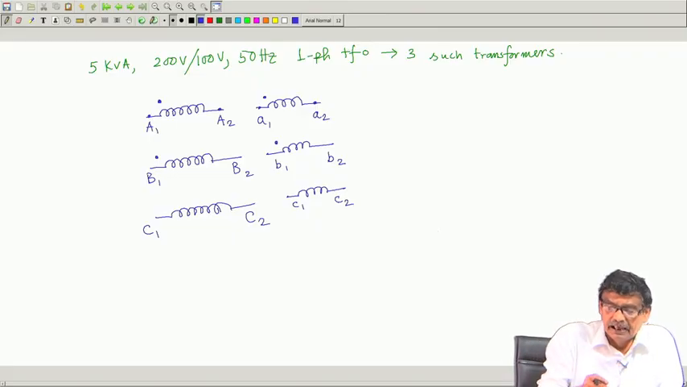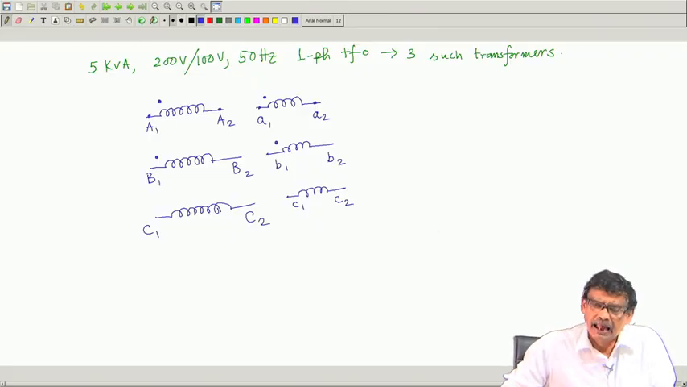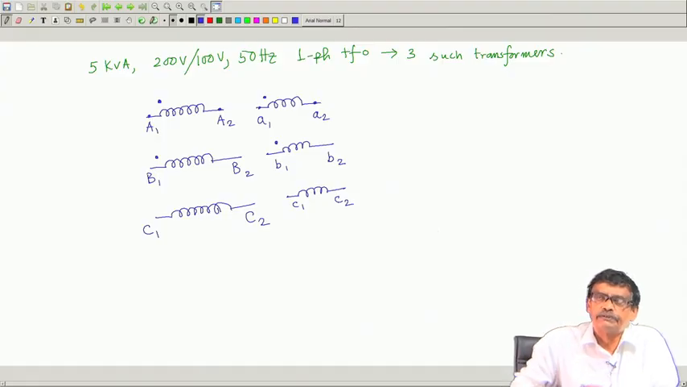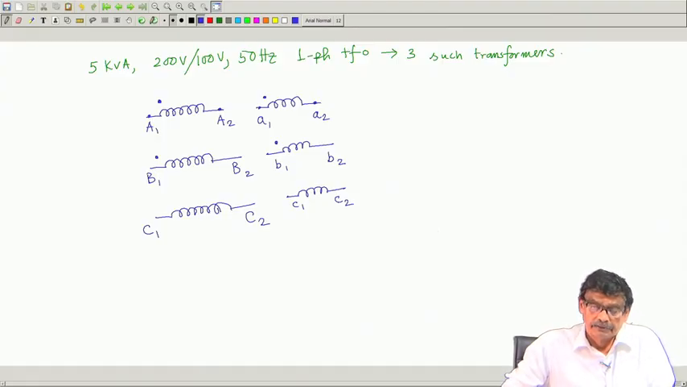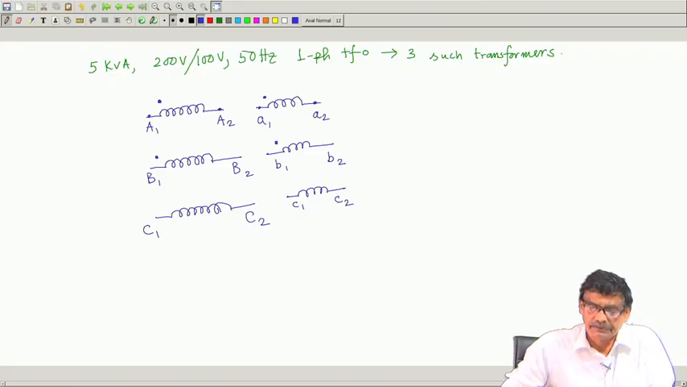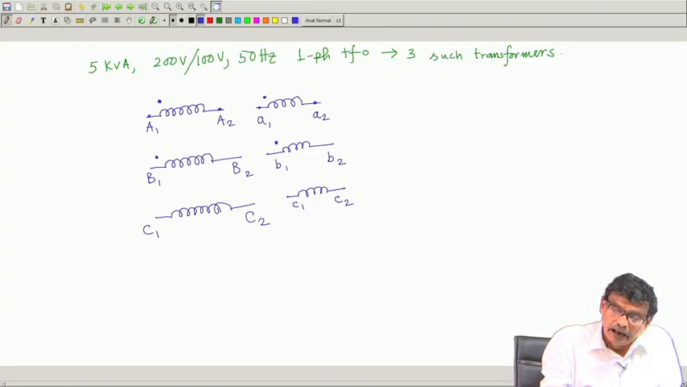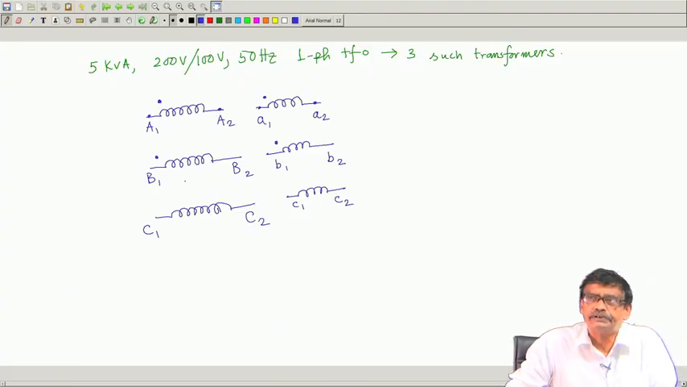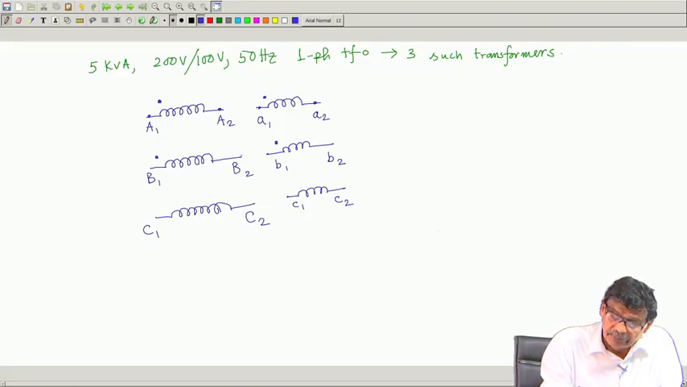It looks like I named the transformers A, B, C, and I will assume it will be supplied from a supply A, B, C. Okay? That is why A phase, B phase, C phase, like that. Acha. This polarity marking is essential, I am telling you. Now, suppose what I will be doing.